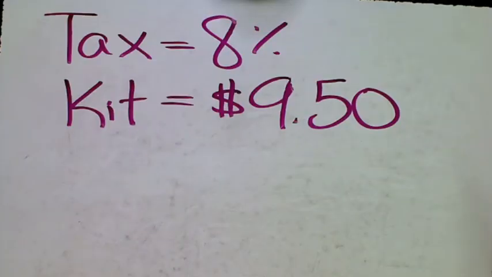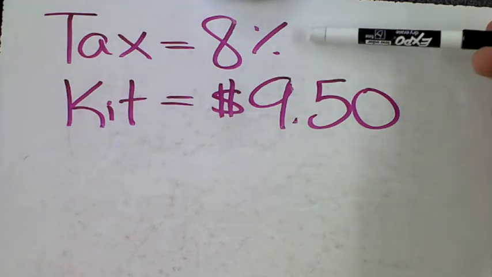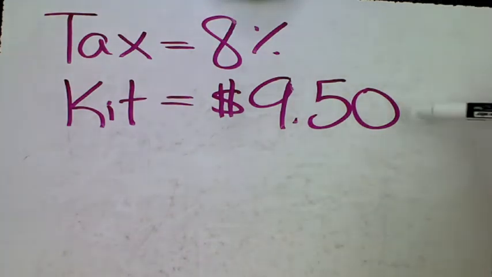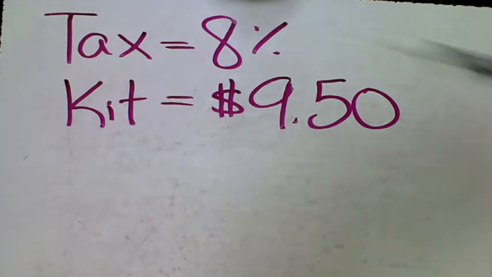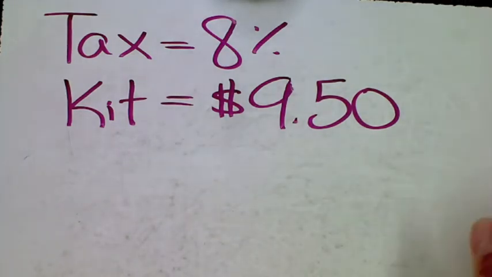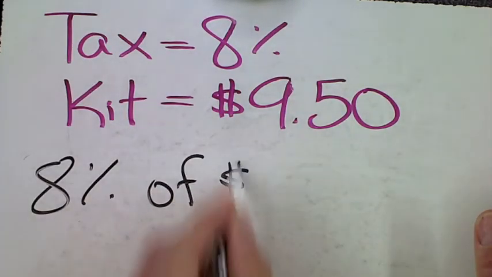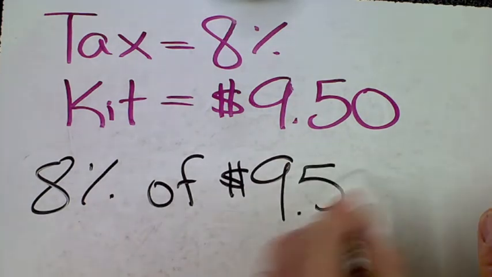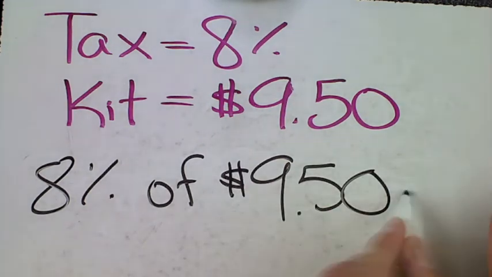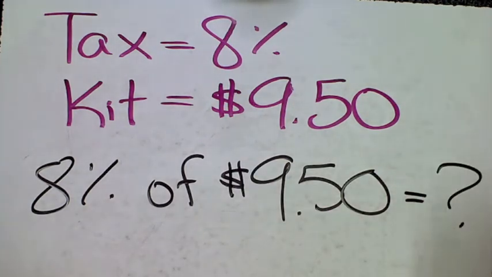Now I want to show you how to find the percent of a number using a different method. And I'm going to use number 4 as an example. The sales tax rate was 8%. Brianna bought a math kit for $9.50. How much was the tax on the kit? So just like the last problem, you're looking for a percent of a number. In this case, it's 8% of the $9.50 item. You want to know how much the tax is.